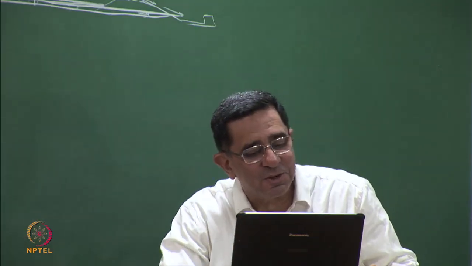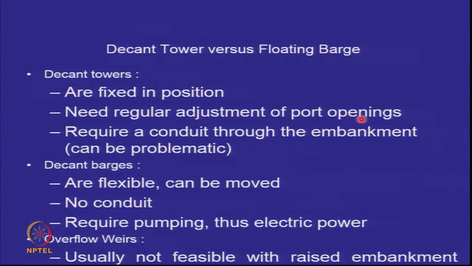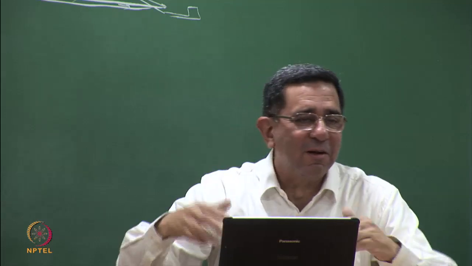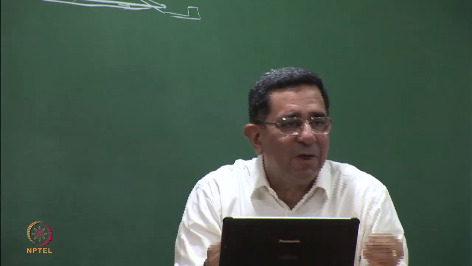So they are fixed in position and they need regular adjustment of the port openings. They require a conduit through the embankment. Now, when we teach earth and rock-filled dams or earth dams, we normally say avoid a rigid element within the embankment. Why? Differential settlements are an issue. This conduit may develop a crack. If it develops a crack, the fines will go through it.